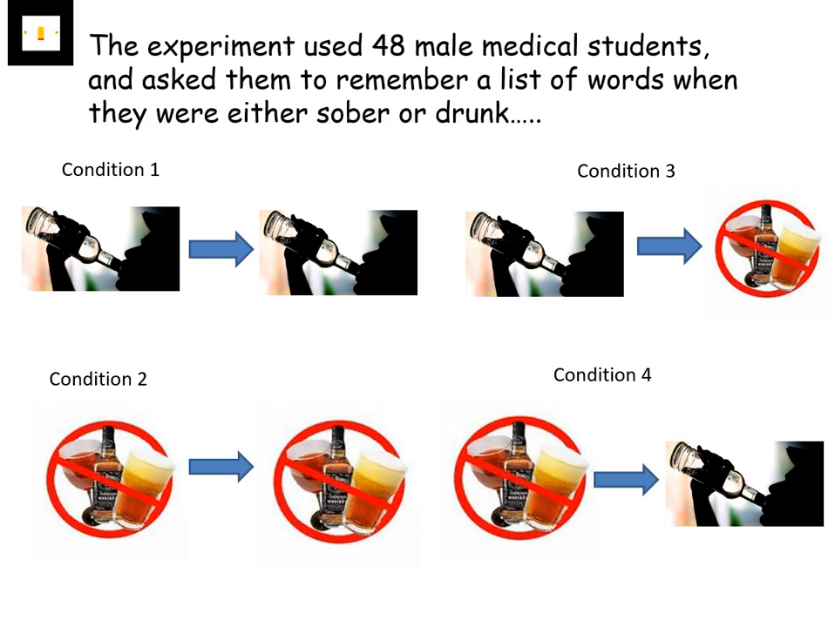So this time we've got 48 male medical students. They're asked to remember a list of words when they're either sober or drunk. There are other tasks as well involved in this. I did discuss that in the other video. Different to the Godden and Baddeley study because they're actually asked to do more tasks.